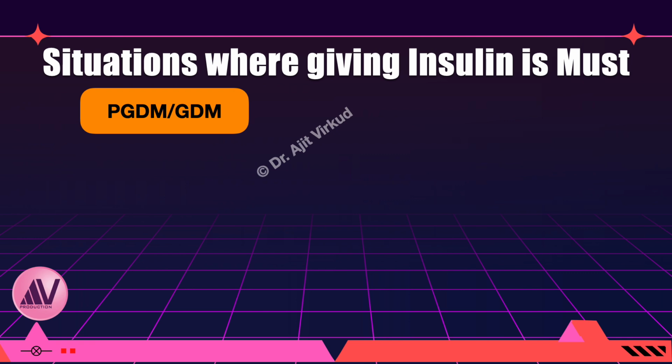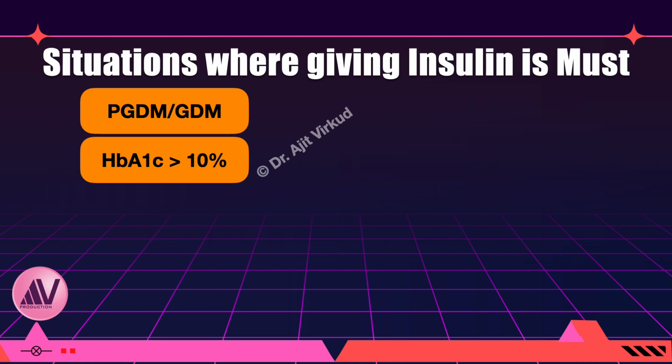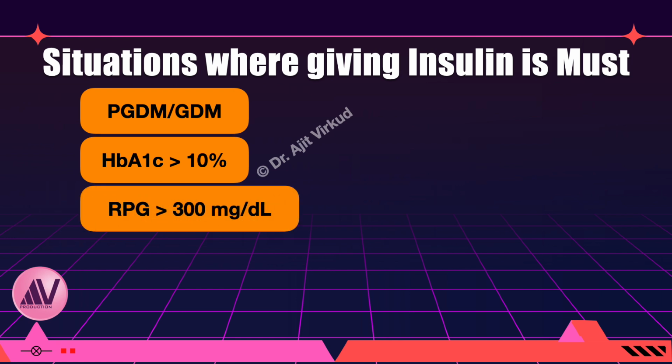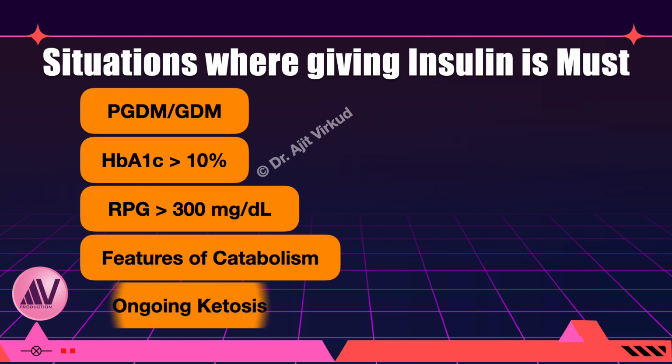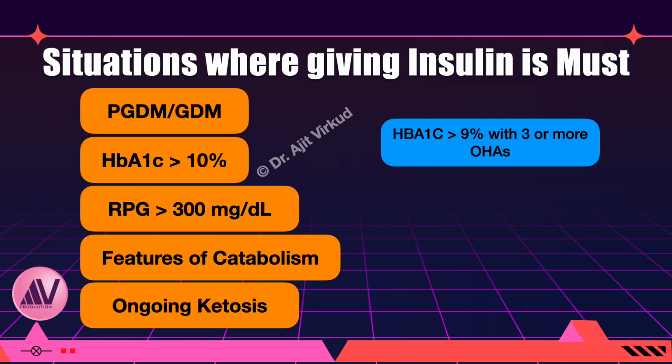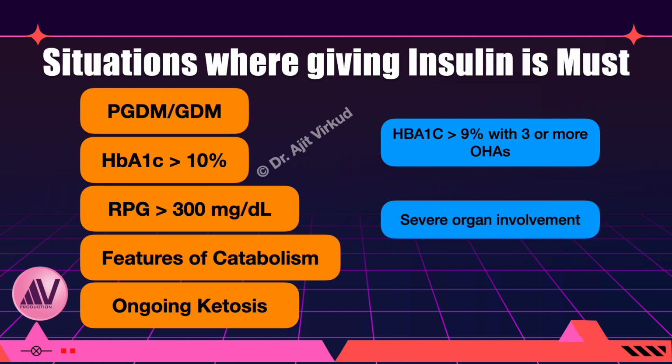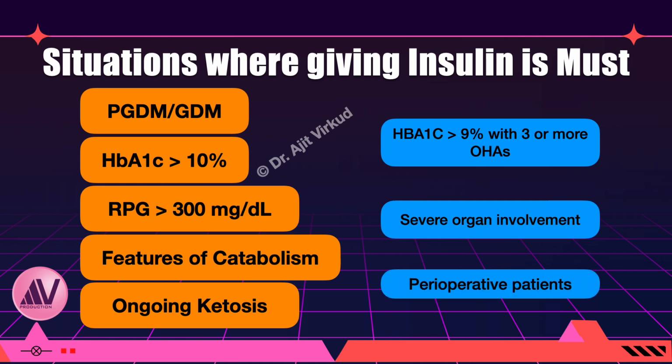Other situations where insulin is the default treatment are hemoglobin A1C greater than 10%, random plasma glucose greater than 300 milligrams per deciliter, patient having features of catabolism, that is significant weight loss, and ongoing ketosis. Some Indian guidelines have mentioned a few more indications such as hemoglobin A1C greater than 9% with 3 or more oral hypoglycemic agents, severe organ involvement, for example, liver or kidney failure, and perioperative patients where we usually give insulins.